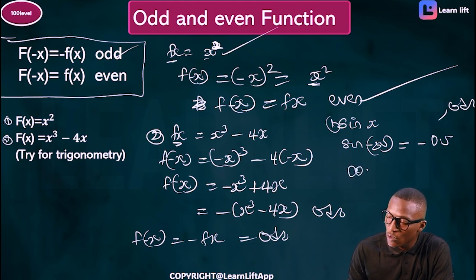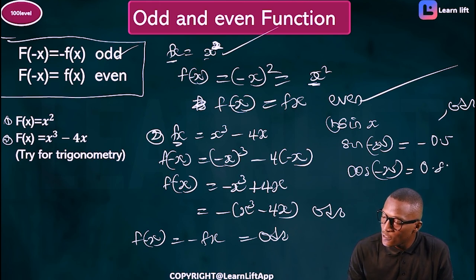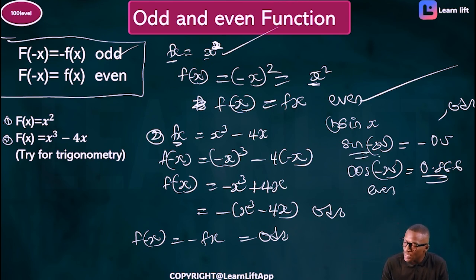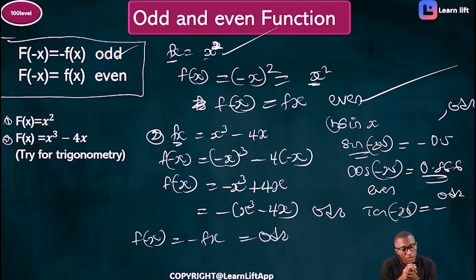What of cos? Let's say cos minus 30. Cos minus 30 will give me 0.866. You can see no minus. Are you seeing that? So cos is what? Even. Sine is what? Odd. Only check for tan of minus 30 or tan of minus 45. You are going to get negative. Tan of minus 35, you're going to get negative something. So that means this one is odd.